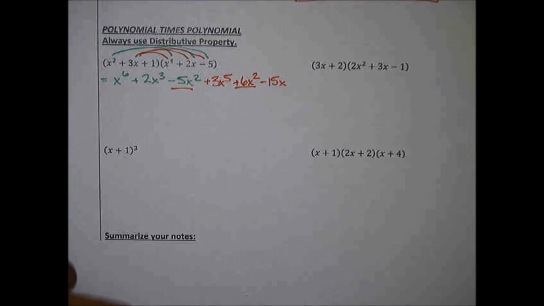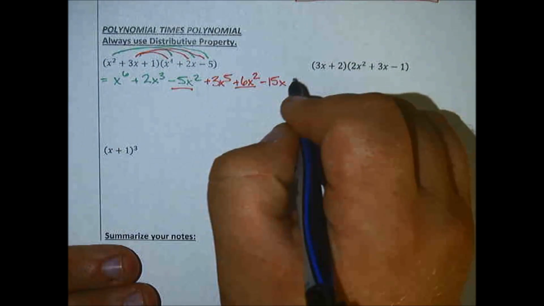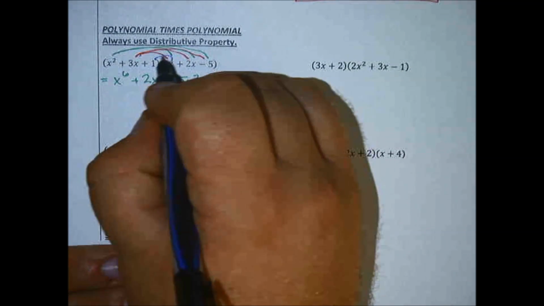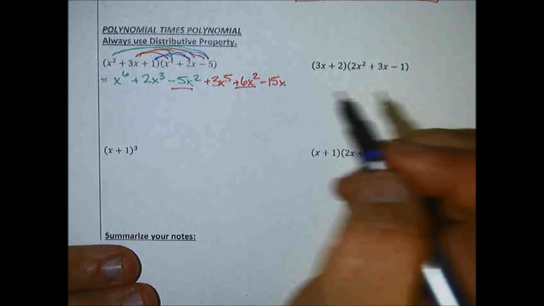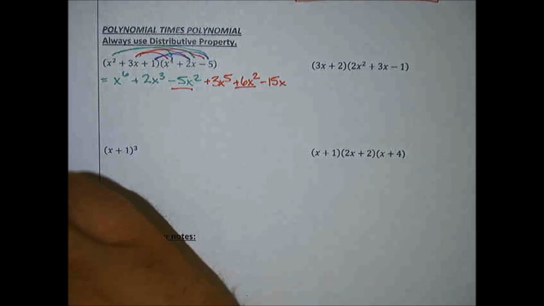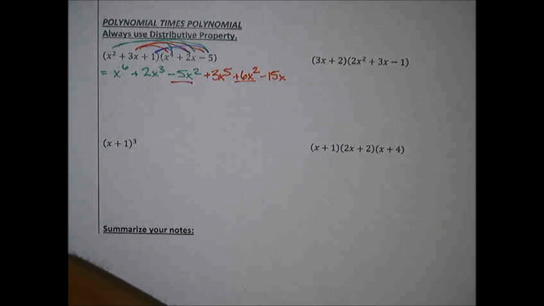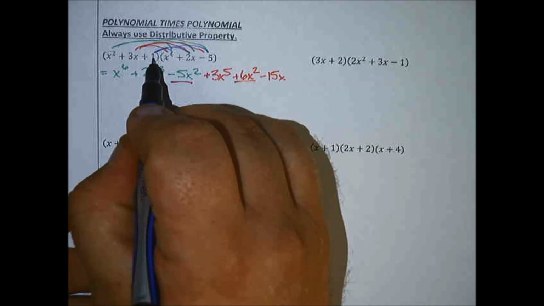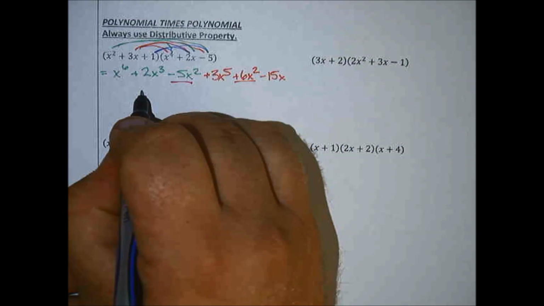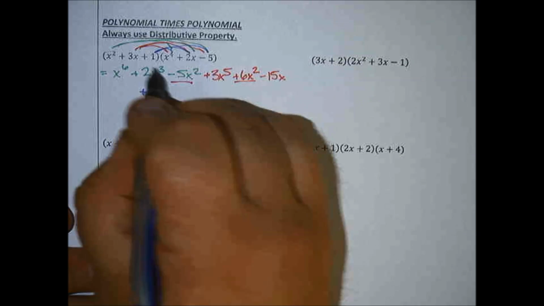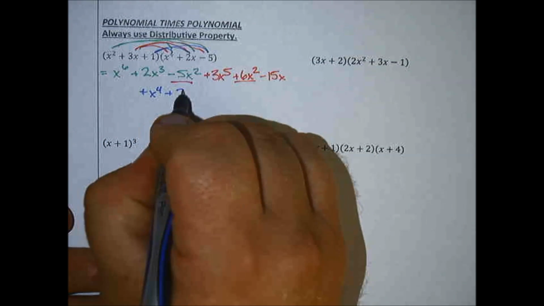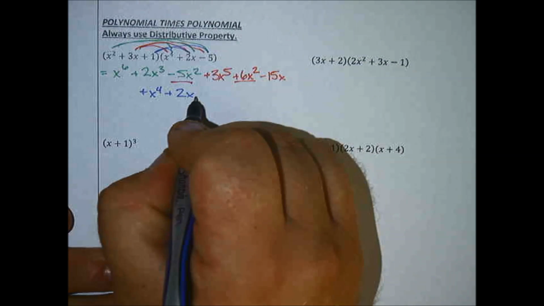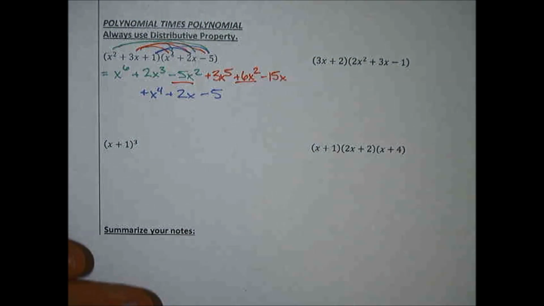This problem is going to get a little bit lengthy, but I'm going to go ahead and write the rest down below. But I want to multiply that 1 by everything, so you see how the top gets kind of ugly, especially if you're only using one color. But again, we're multiplying by 1, so that's kind of nice. 1 times x to the 4th is x to the 4th, 1 times 2x is 2x, and 1 times negative 5 is negative 5. Okay?